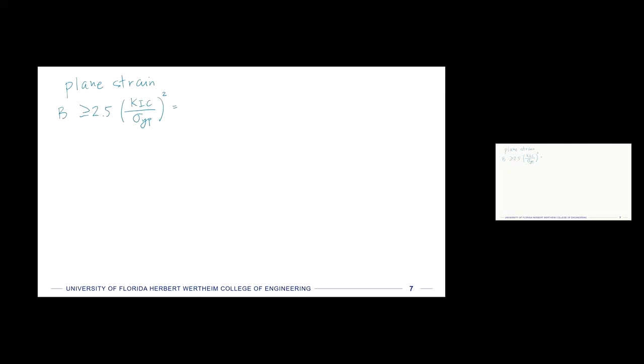And so it would be 2.5, and for that same material that had a yield stress of 75 kpsi, it has a fracture toughness of 26 kpsi. So we can square that, and we come out with 0.3 inches. Our thickness was 0.38 inches, so it is in fact thick enough to use this plane strain approximation. So that's kind of just a check.